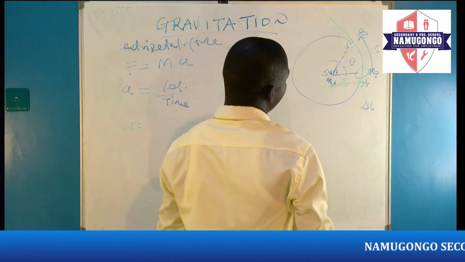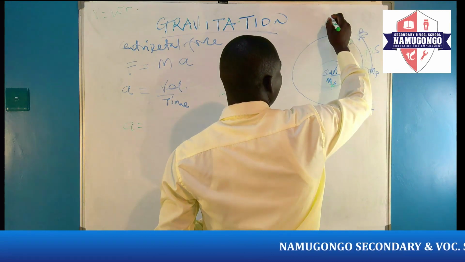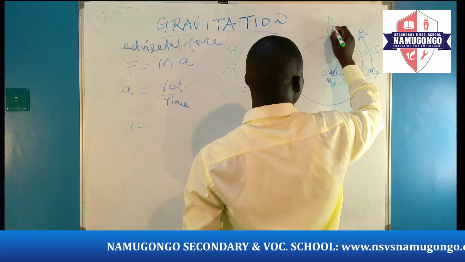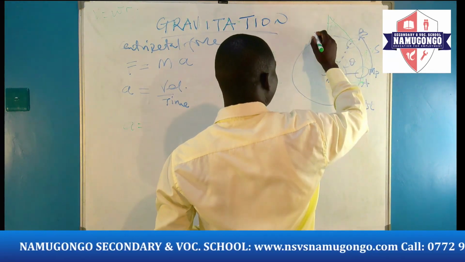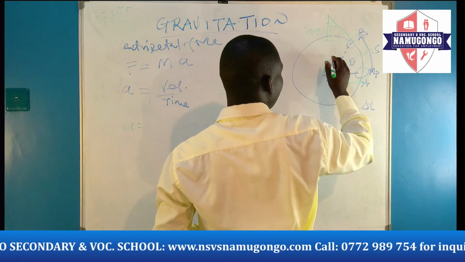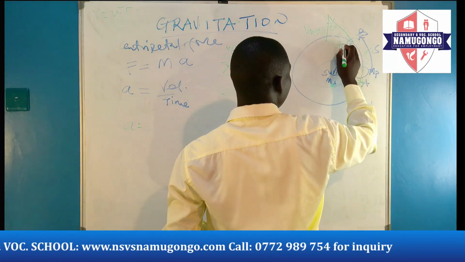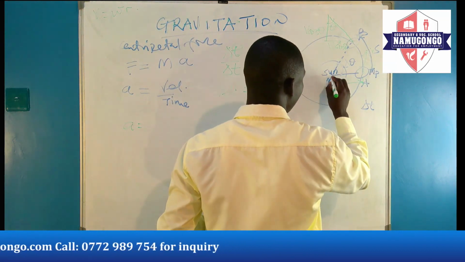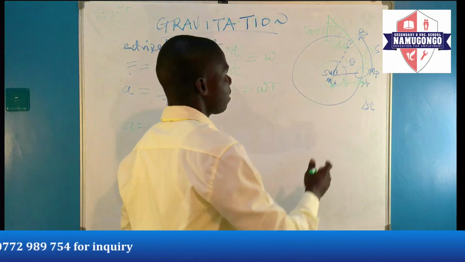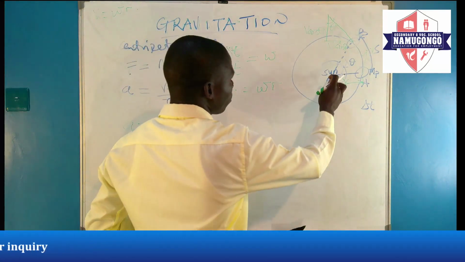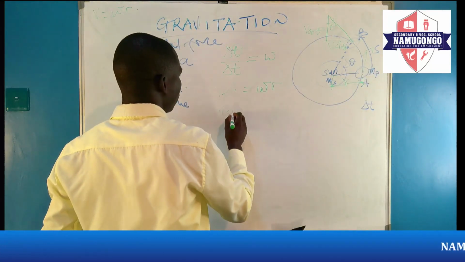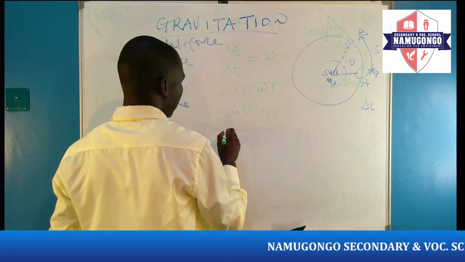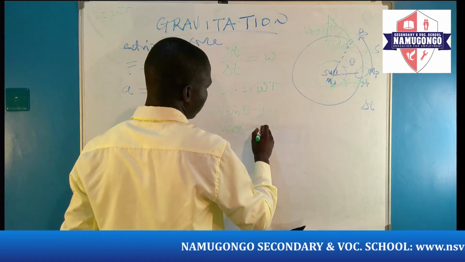Now, we can resolve this velocity v into its components. This angle will still remain theta, which is here. So vertically we shall have v cosine theta, and horizontally we shall have v sine theta. Then we shall also get the change in velocity parallel to this line, which we can call OA, and perpendicular to line OA. Parallel to line OA, we shall have v sine theta minus 0, and perpendicular to line OA, we shall have v cosine theta minus v.